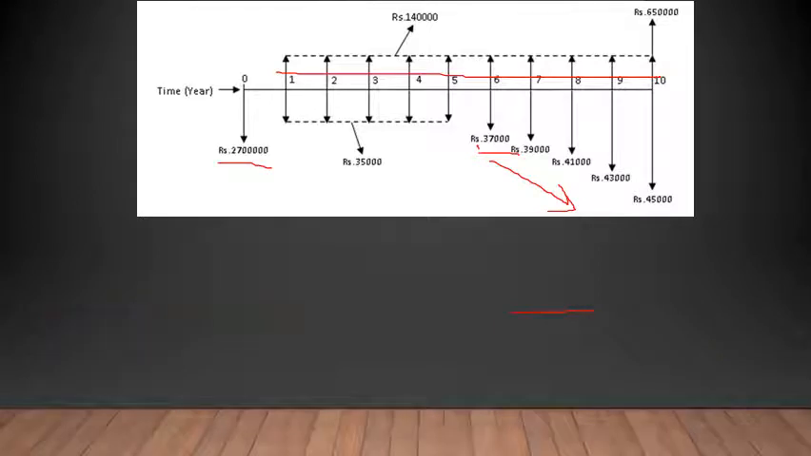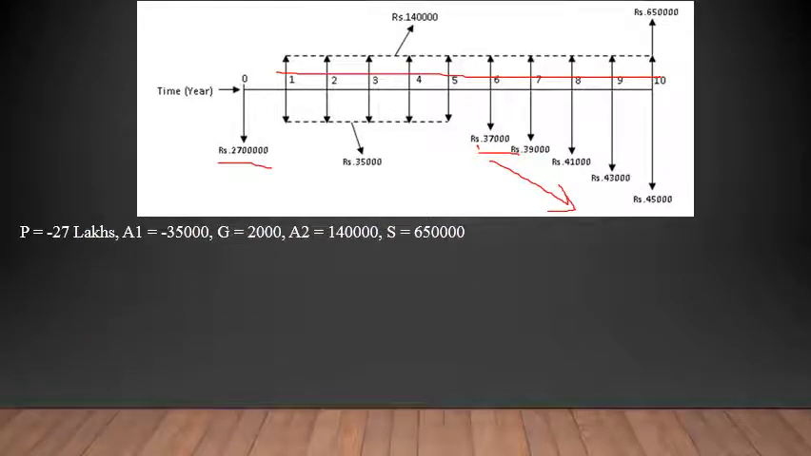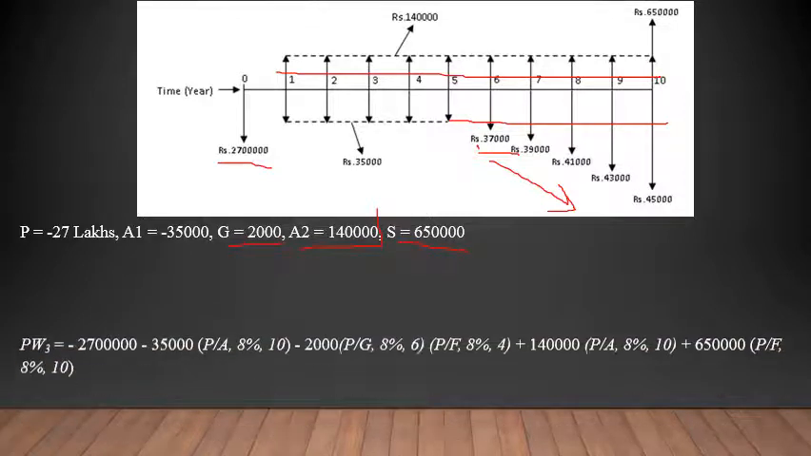What is the solution? First identify whether they are P or A or F. So P is equal to 27 lakh because it is the initial price. A1 is equal to 35,000 because it is uniform throughout. Okay. And G is equal to 2000. It starts from year 6. And A2, that is the annual income, that is also uniform throughout. And S is equal to 6,50,000, that occurs at the end of the 10th year. Okay. Now let us get the factors.